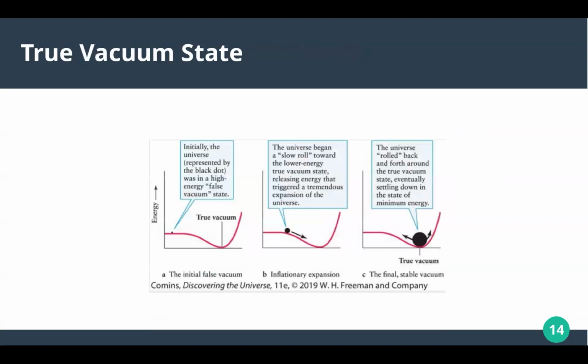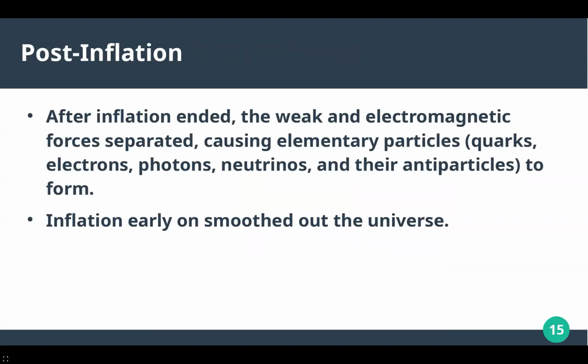It went towards a lower energy, more stable vacuum, and rapidly accumulated inflationary mass, and then the universe rolled back and forth around the true vacuum, eventually settling down into the state of minimal energy. And after inflation ended, the weakened electromagnetic forces separated, causing elementary particles, quarks, electrons, photons, neutrinos, and their antiparticles to form.